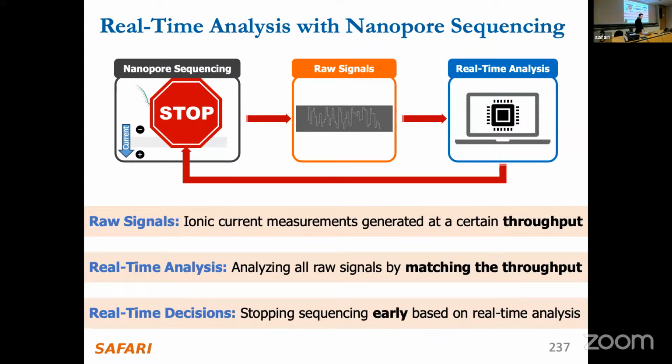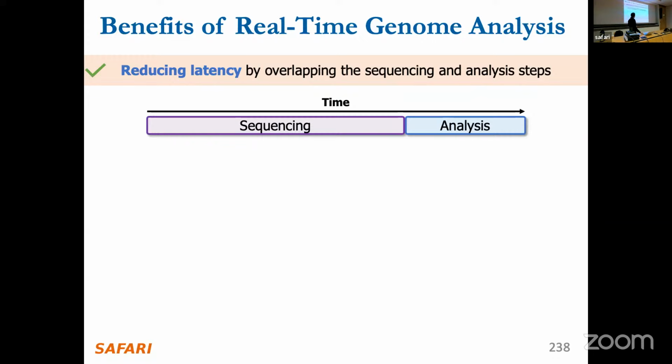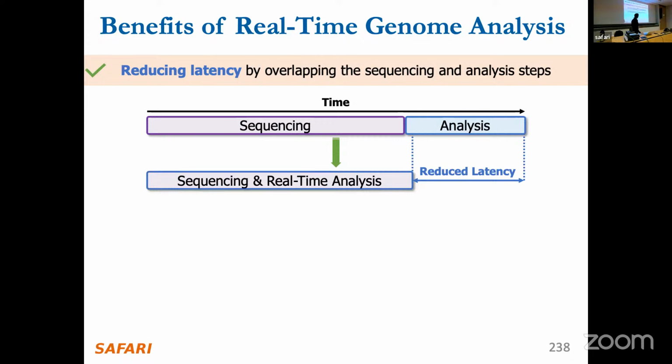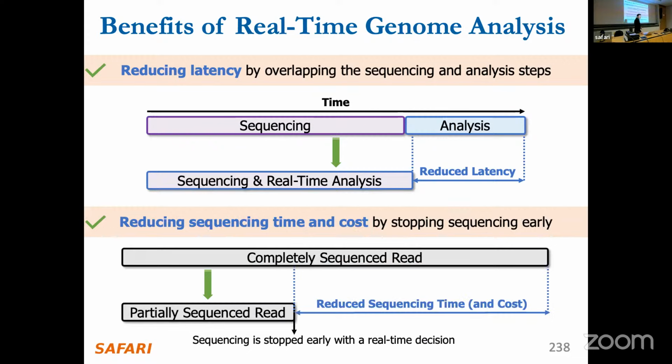Based on this analysis, we can make some real-time decisions. The benefits of this real-time analysis are essentially twofold. One is you can reduce the latency of genome analysis, because in the regular case you have sequencing and then the analysis time, but maybe you can bring the sequencing and analysis together so that you can reduce the latency. Also, instead of completely sequencing the entire read, you can only partially sequence the read. This means that you can save sequencing time and cost per read if you can make this decision.